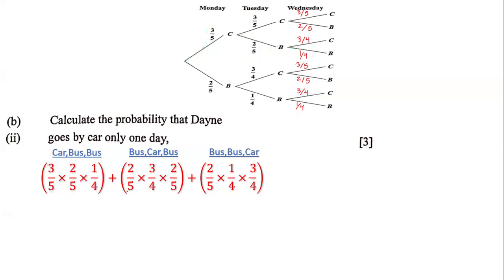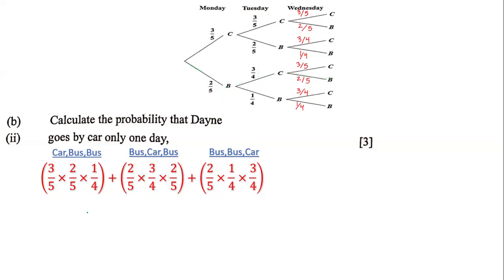What's another way it could happen? Well, it could be bus, car, bus. So first he takes the bus, that's going to be 2/5. Then he takes the car, and the car here is going to be 3/4. And then he takes the bus, so the bus is going to be 2/5. So it's bus, car, bus. That's another way that it could happen.